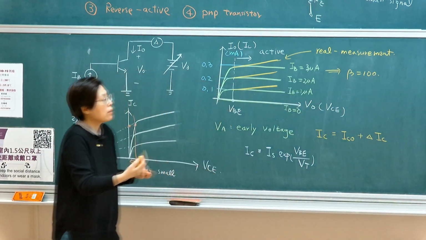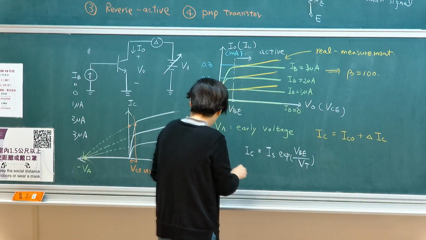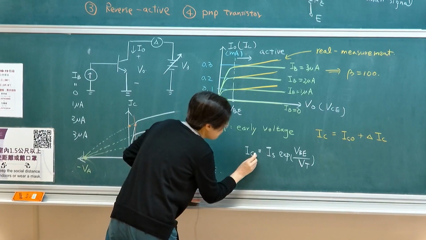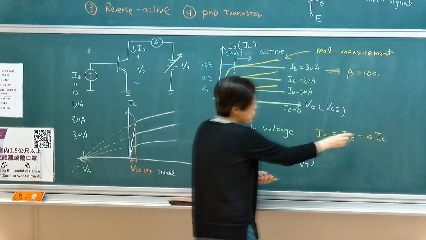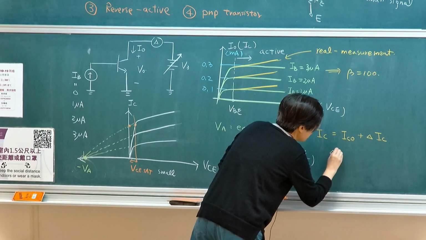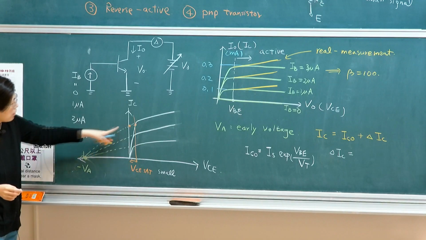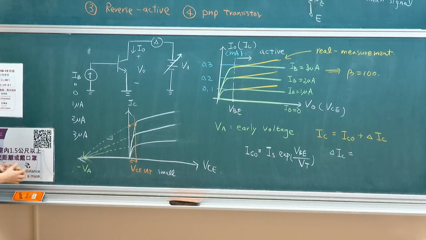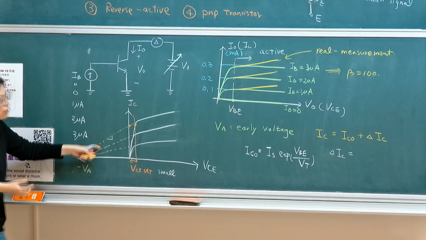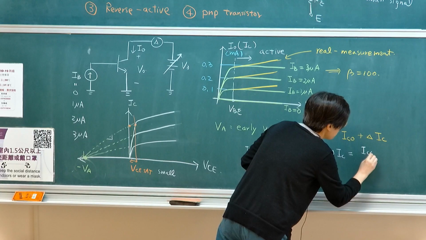So how do I project the delta I? ICO will be the same. This is the ICO. This is the ideal model. Right? So how does one project delta I? Delta I will be determined by the slope. The slope is this. I'm using the slope to project additional VCE. How does the additional VCE increase the slope? So slope is defined by ICO.